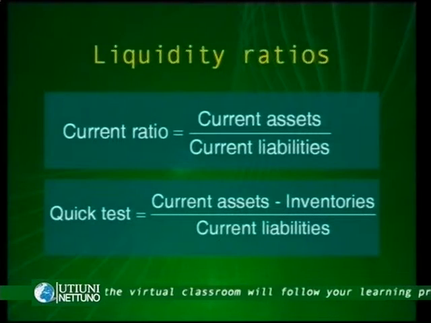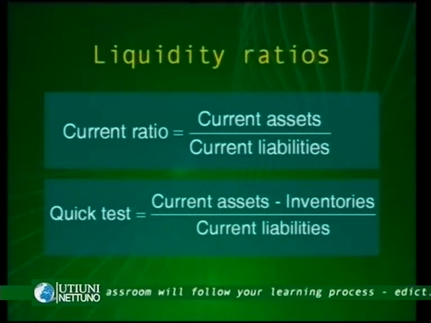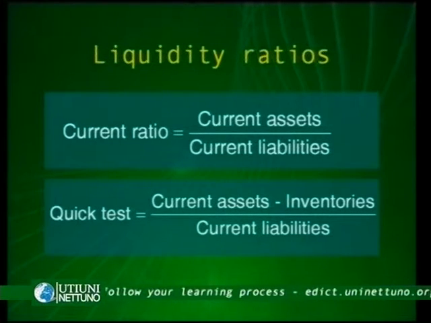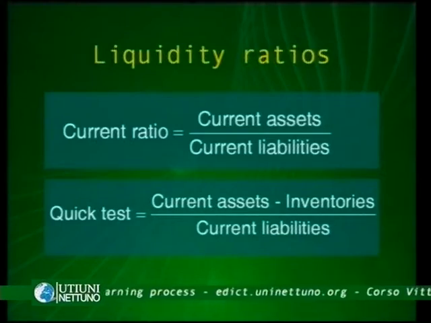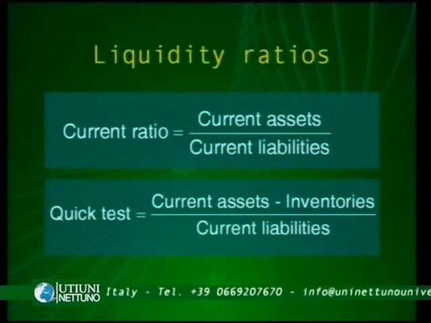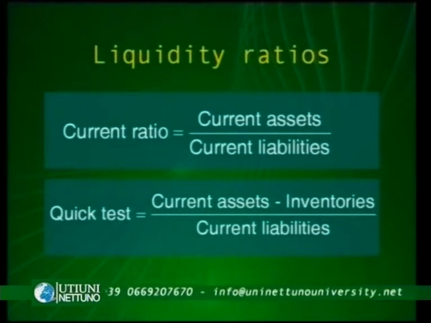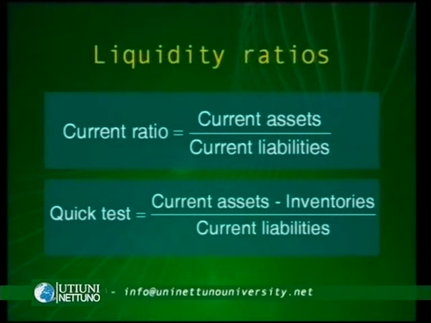So another category of risk-related indicators are the liquidity ratios. The liquidity ratios give information about the liquidity of the project in the short term, and so the financial sustainability of the project in the short term. Here we have 2 liquidity ratios, the current ratio and the quick test. These ratios have very similar meaning, with an important difference that we'll discuss in a moment. So let's start from the current ratio.